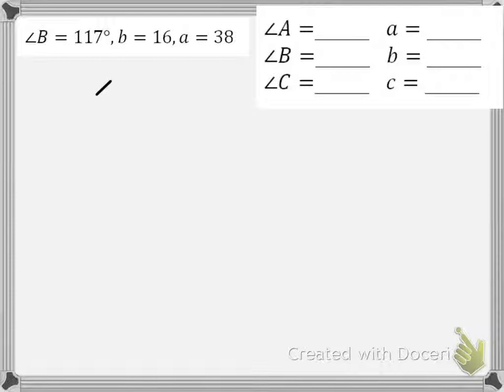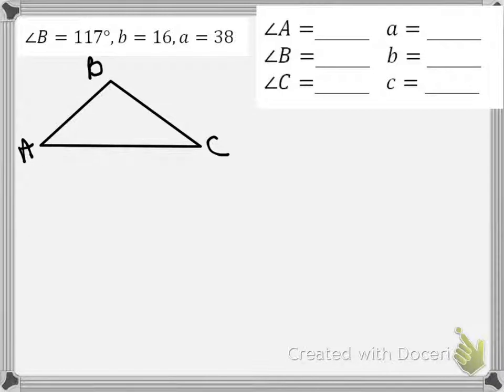So first things first, I'm just going to draw my triangle so I get a visual of what I'm working with. It's not a right triangle, even though it might look like it. I label this A, B, and C. This must be side A, side B, and side C. I know that this angle is 117 degrees, and I also know that this side has a length of 16 and this has a length of 38.